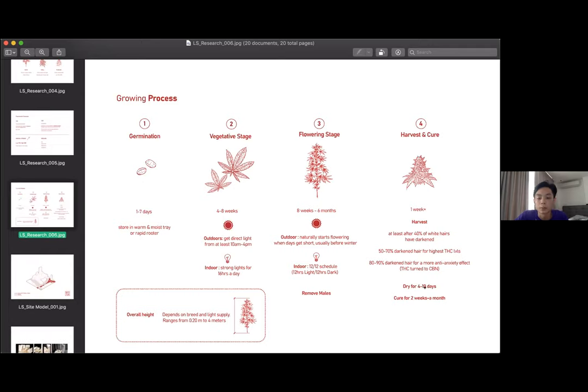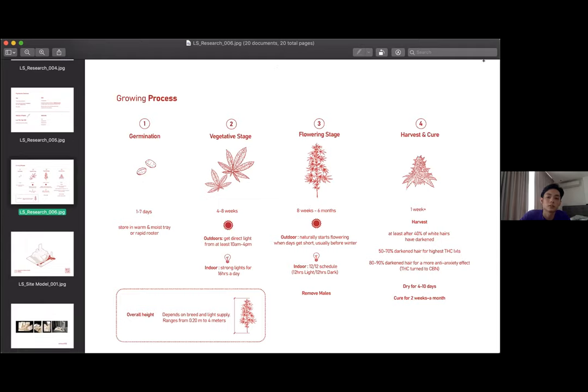Also, during harvest, it needs to be dried for 4 to 10 days. So in the architectural, I need to suggest a space for drying the buds. That's all. Okay.